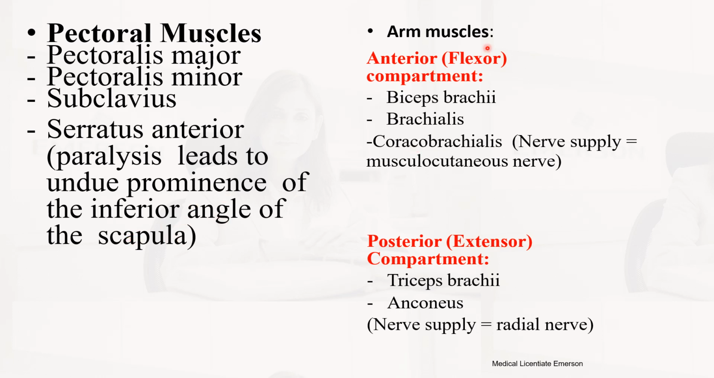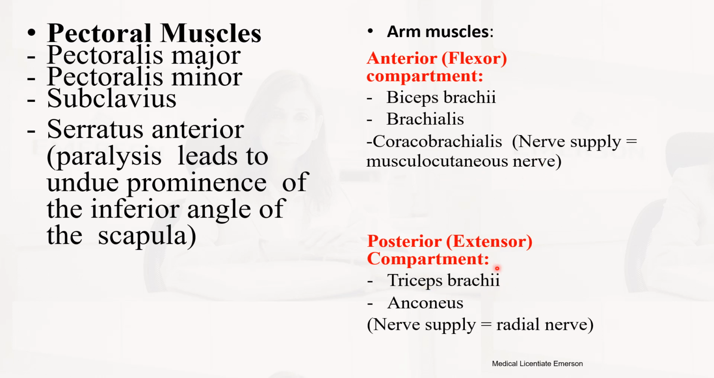Then the muscles of the arm: the anterior, which is the flexor compartment. A compartment is a group of skeletal muscles that have the same nerve supply, blood supply, and a similar function. In the anterior compartment of the arm, we have the biceps brachii and the brachialis. We also have the coracobrachialis, and the nerve supply is the musculocutaneous nerve.